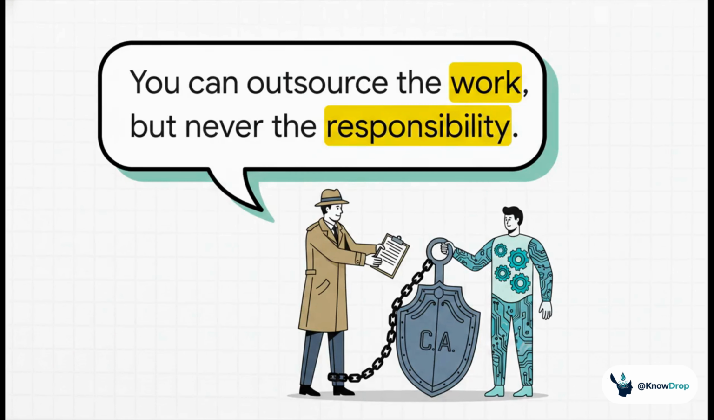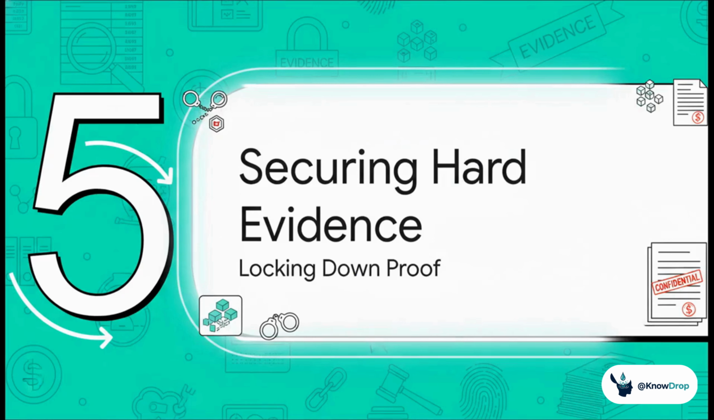Here is your punchy summary for FAIS 230 and working with experts. You can outsource the work, but never the responsibility. The forensic accountant always retains ultimate responsibility for the final findings. Finally, Section 5, securing the hard evidence. We're in the home stretch now.